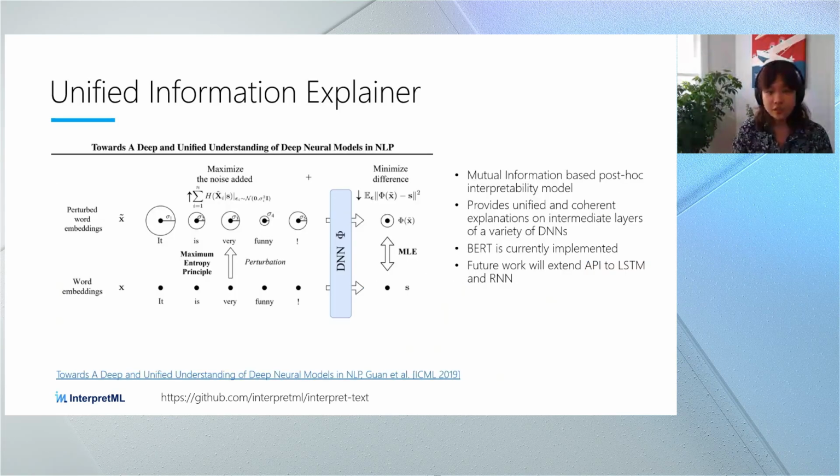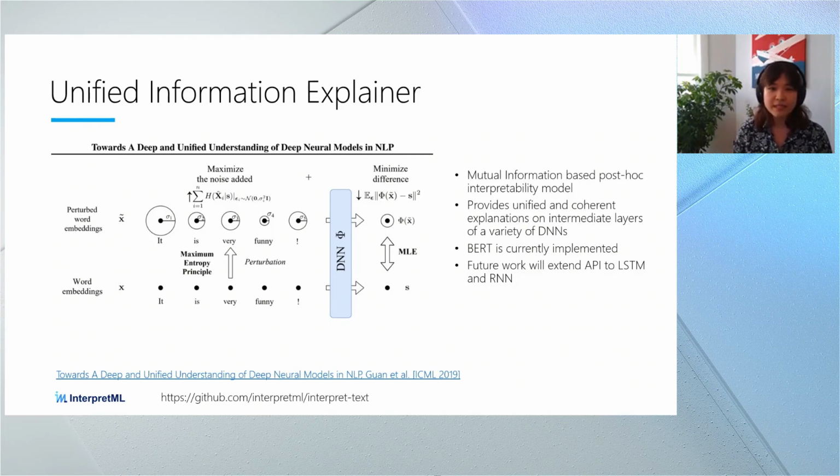The Unified Information Explainer is a state-of-the-art NLP interpretability model and was developed by researchers from MSR Asia. The paper was presented at ICML in 2019, so pretty recently, last year. This explainer is post hoc, meaning that it needs a previously trained or fine-tuned DNN model. It's model agnostic, as long as it's a DNN. So it works for BERT, RNN, CNN, LSTMs.